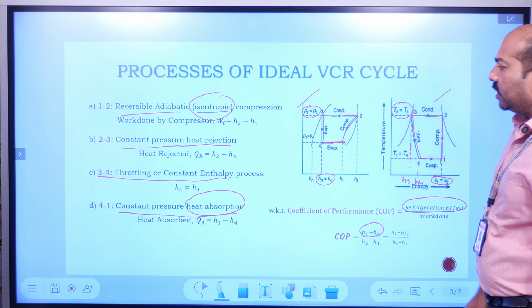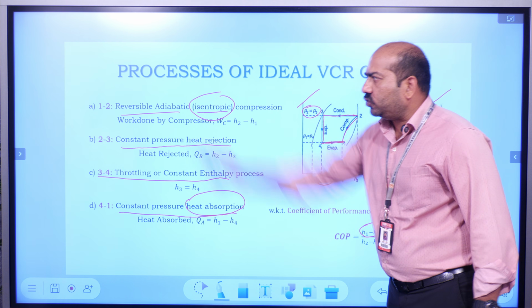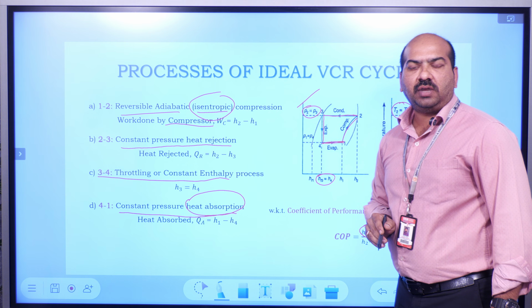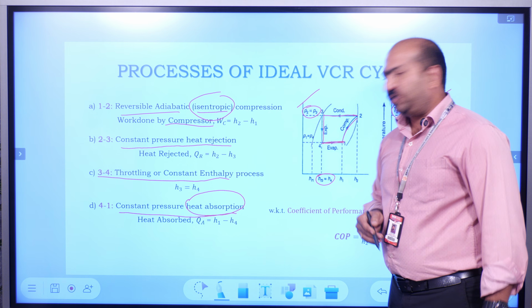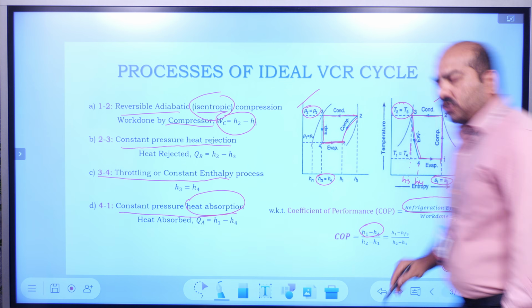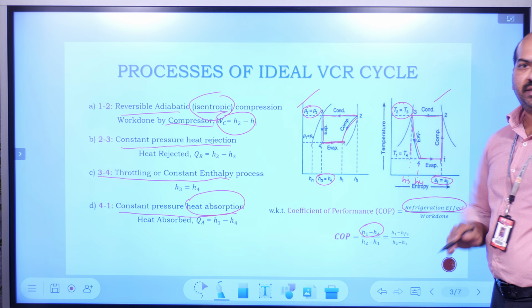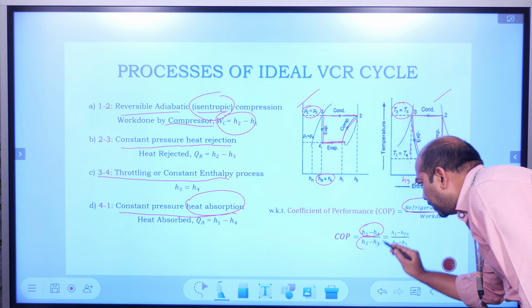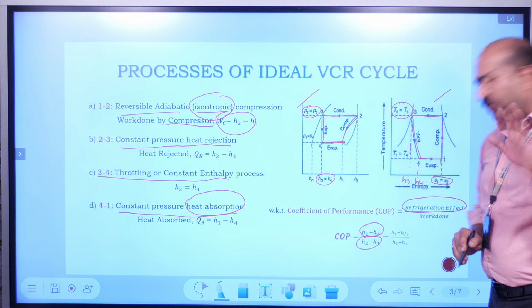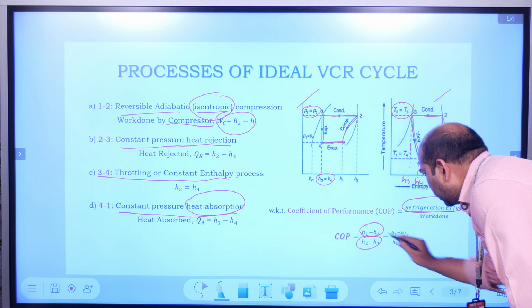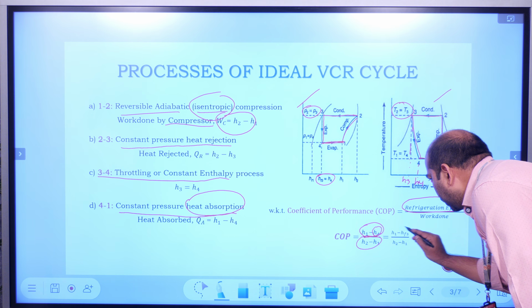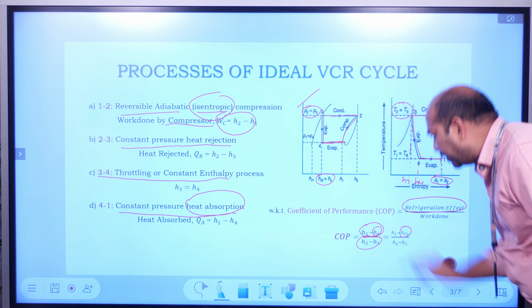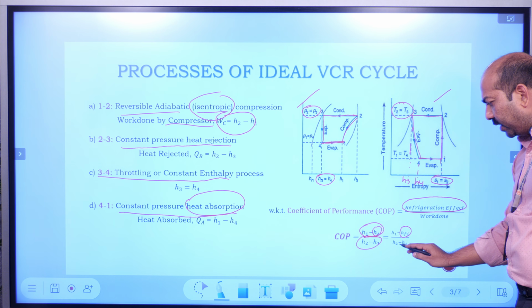And coming to the work done, we already discussed that during the 1 to 2 process, work is done by the compressor. So this is the input that is provided for the refrigeration system, H2 minus H1. So overall, coefficient of performance is nothing but the ratio of refrigeration effect to the work done, H1 minus H4 by H2 minus H1. But if you observe here, why have I written HF3 in place of H4, as H1 minus HF3 by H2 minus H1?